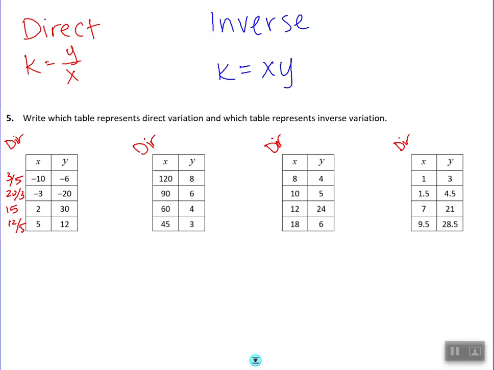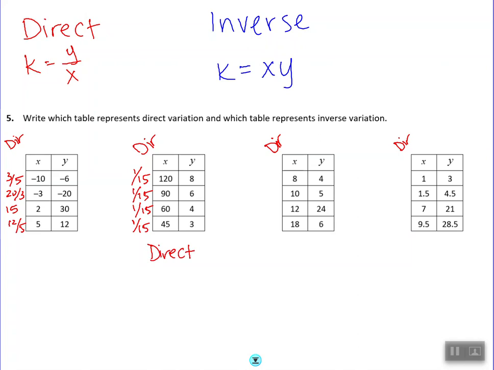Let's try the other ones. 8 divided by 120 is 1 over 15. 6 divided by 90 is 1 over 15. 4 divided by 60 is 1 over 15. And 3 divided by 45 is 1 over 15. So this one is direct.